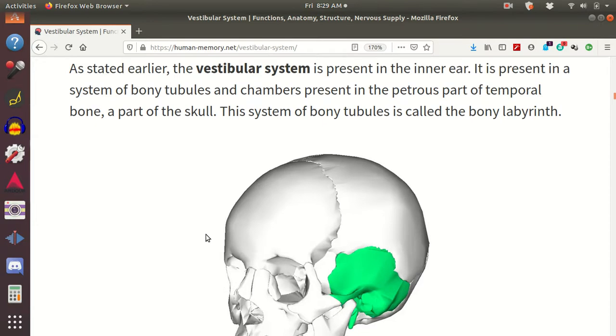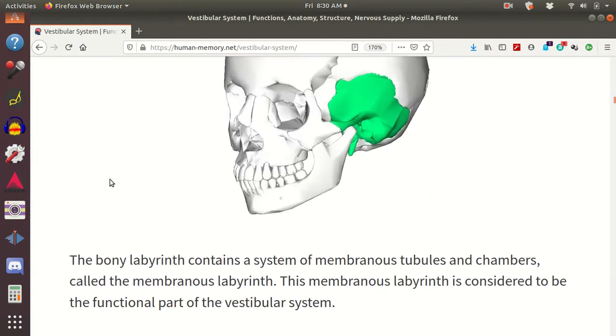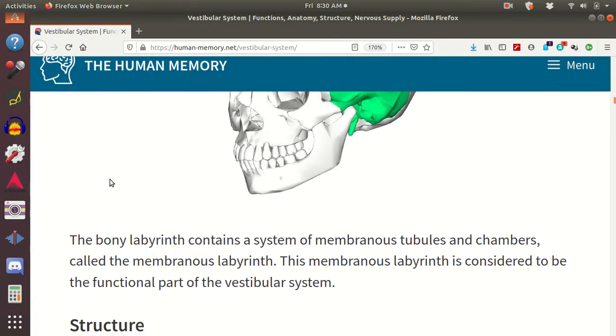So the system is present in the inner ear. It is present in a system of bony tubules and chambers present in the petrous part of the temporal bone, a part of the skull. This system of bony tubules is called the bony labyrinth. The bony labyrinth contains a system of membranous tubules and chambers called the membranous labyrinth. This membranous labyrinth is considered to be the functional part of the vestibular system.